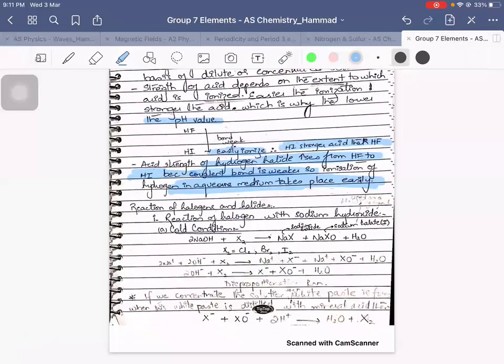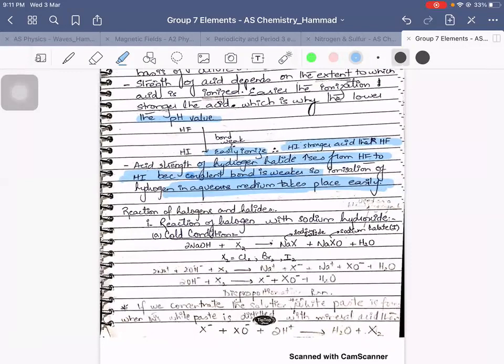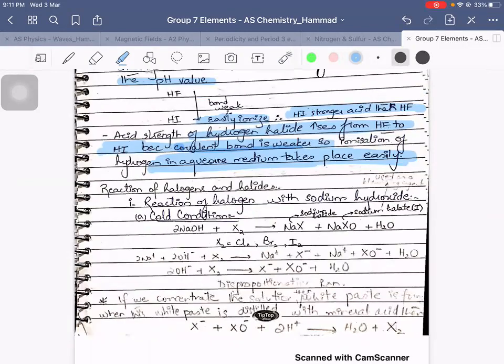Reaction of halogens and halides. You will have to learn all of this. That reaction, a halogen when it reacts with NaOH. Please understand that this is cold condition. Sodium halide and sodium halate 1 are formed. You will have to learn these equations.